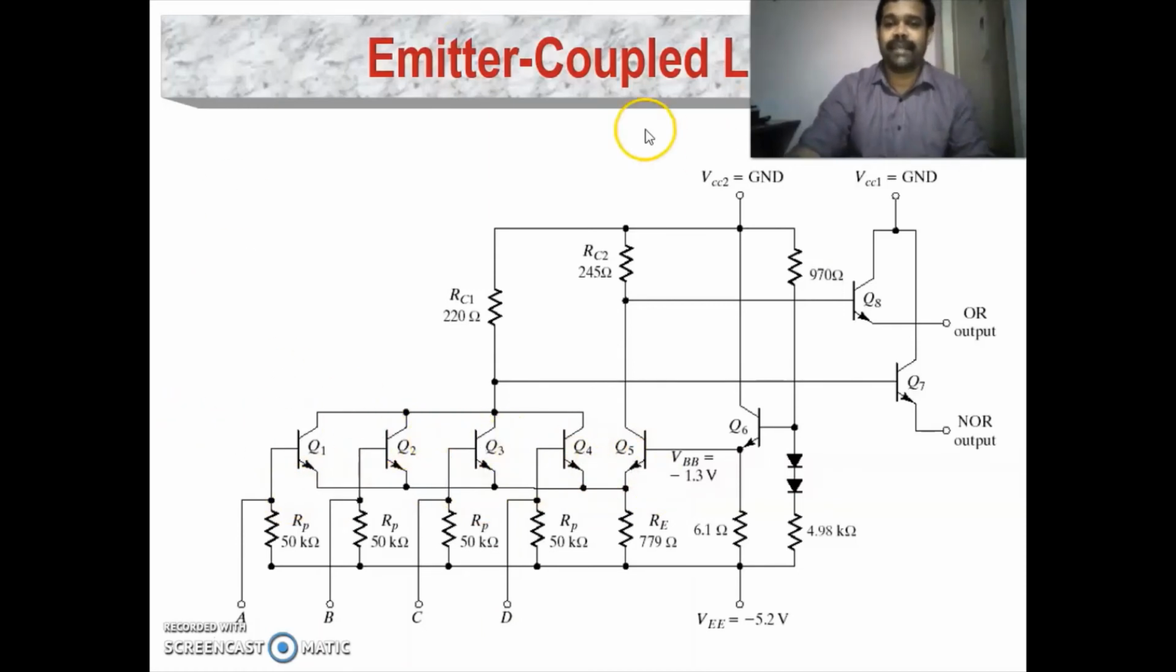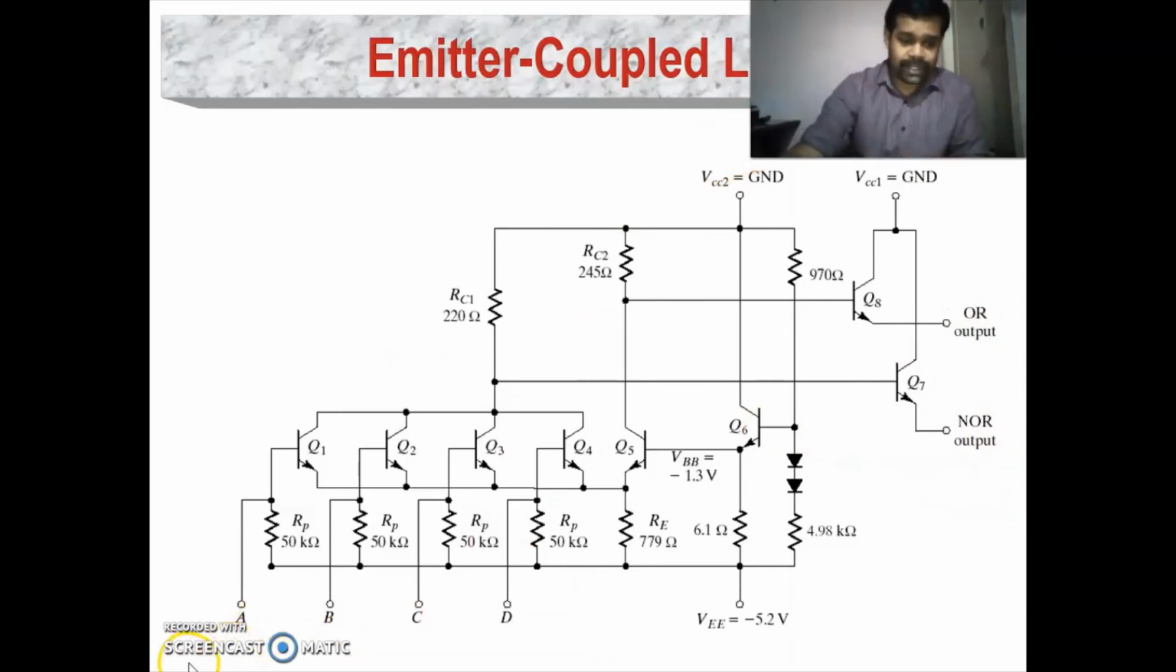In this emitter coupled logic, the type of gate is OR gate and NOR gate. It has two outputs. Already while telling the characteristics, I told you that this emitter coupled logic gives the output and the complement of the output at the same time without the use of an inverter. So here you have the OR output as well as the NOR output.